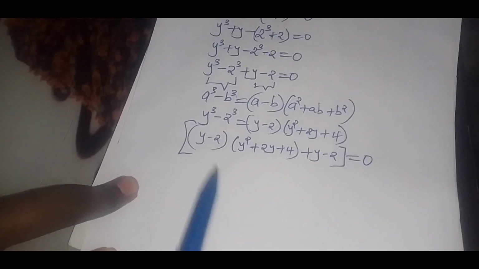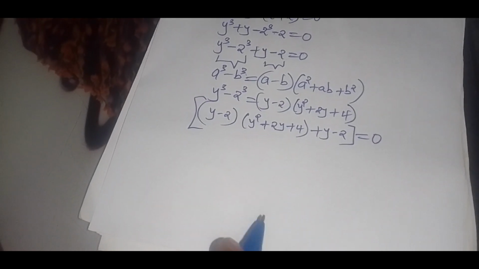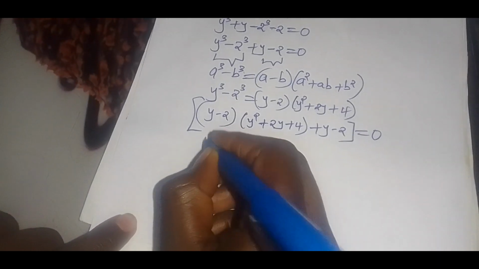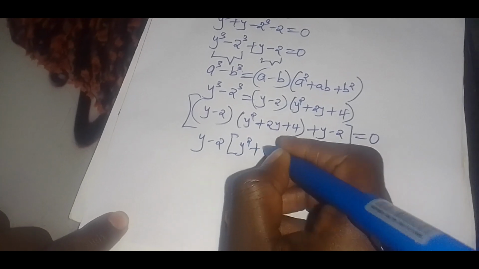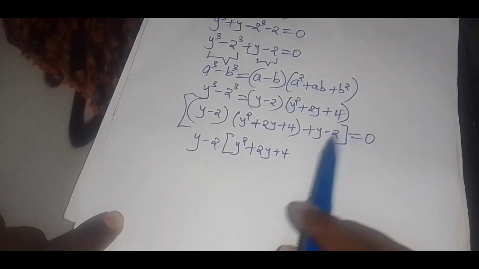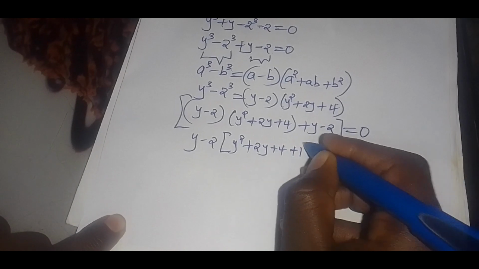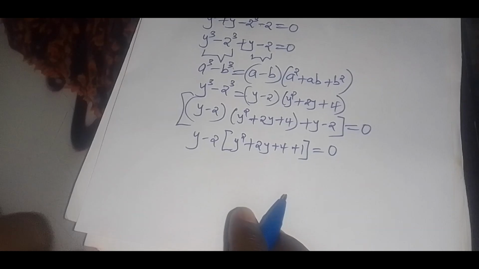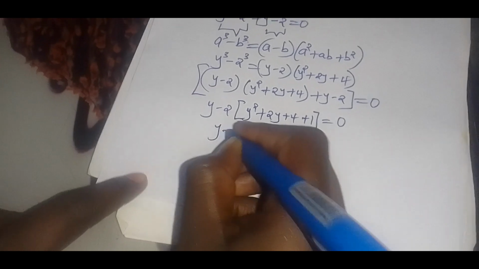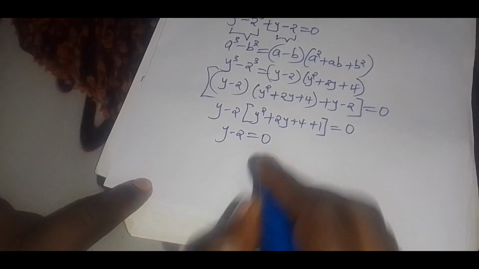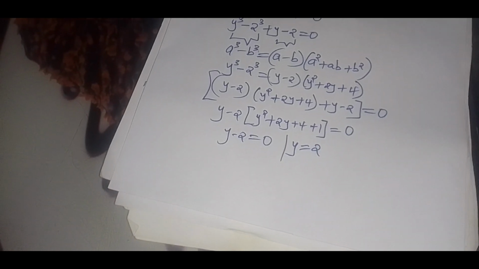Okay, so you can see y minus 2 is common, so we factor out y minus 2 so that we'll have y minus 2 times y squared plus 2y plus 4, this is now, since we have factored out y minus 2, plus 1, this is equal to 0. Okay, so we'll have the first part as y minus 2, this is equal to 0, so that means that y is equal to 2. That's the first value of y, which is equal to 2.